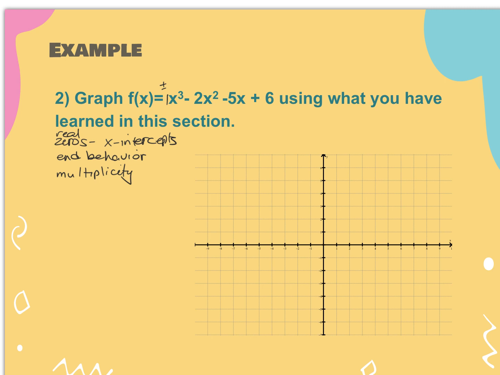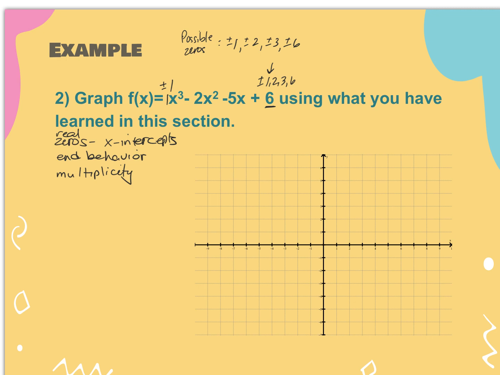The factor of the first term is plus or minus 1. The factors of the last term are plus or minus 1, 2, 3, and 6. And if I'm going to create the fractions, remember it's the last number over the first number. So I know that my possible zeros, or roots, however you want to call it, are plus or minus 1 over 1, plus or minus 2 over 1, plus or minus 3 over 1, and plus or minus 6 over 1. So it's these 8 numbers.